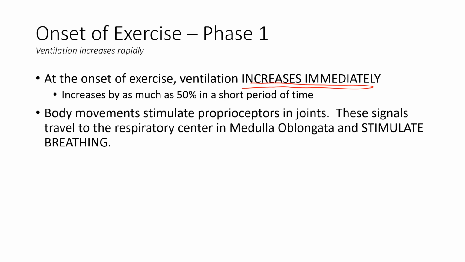What is triggering this increase in respiration? Because again, your respiratory system isn't just going to start increasing in respiration until it's told to do so. So, what is the trigger that's causing this? Your body movements. You've got receptors, proprioceptors, which are sensory receptors in your joints. So when your joints start moving, these are going to signal, hey, there's movement going on. We need to start increasing ventilation. These signals travel to the respiratory center of the medulla oblongata and stimulate breathing.